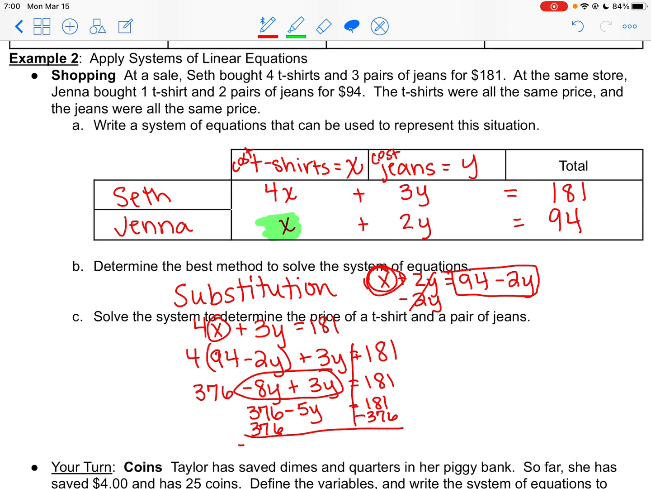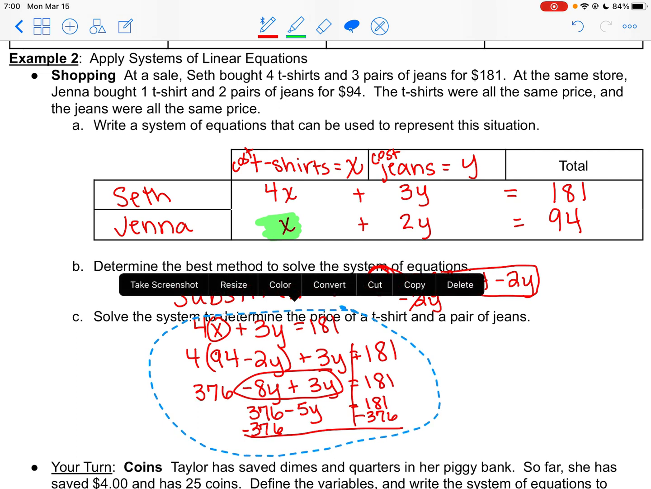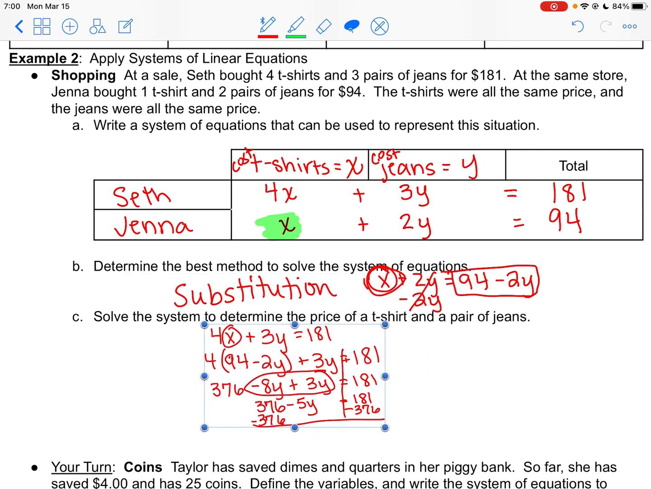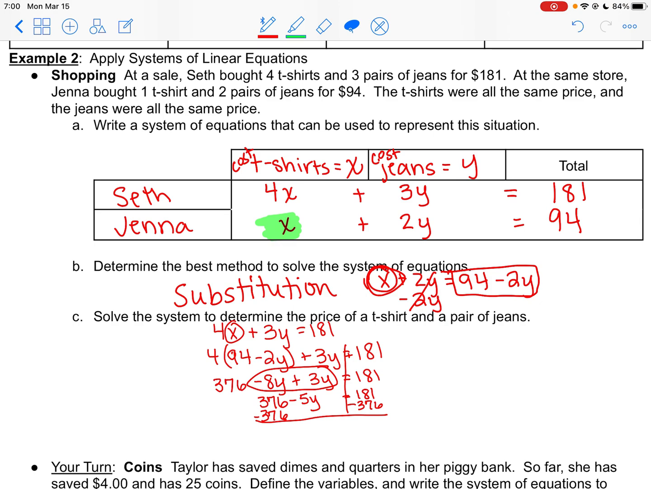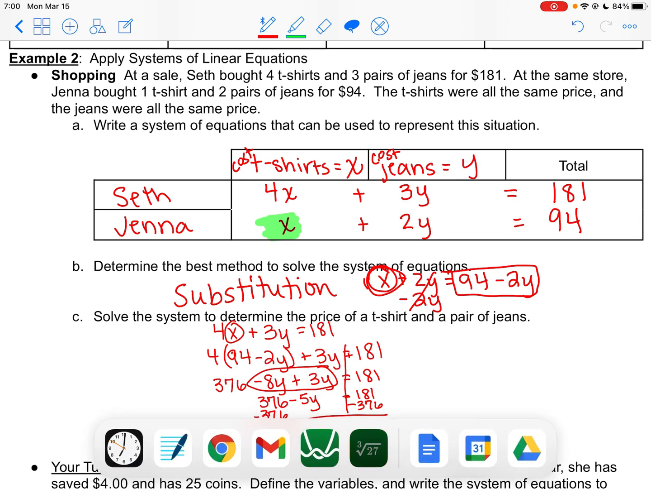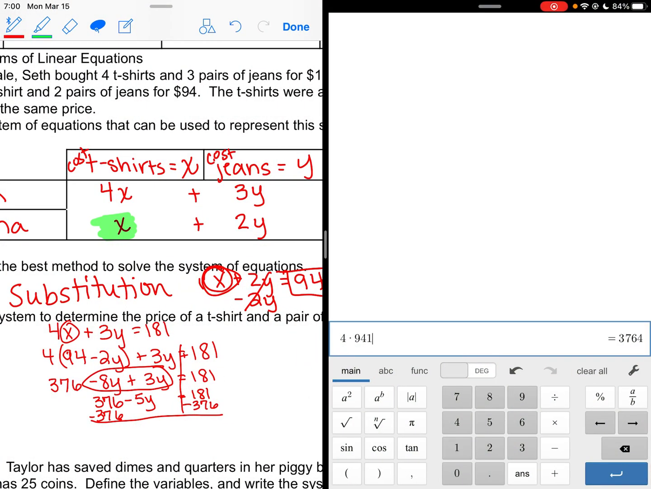And I'm going to use a little iPad magic to move this up so I have a little bit more room. And maybe I'll resize it as well. There we go. All right, so now I need to do 181 minus 376. 181 minus 376 is negative 195. So that cancels. I have negative 5y equals negative 195.